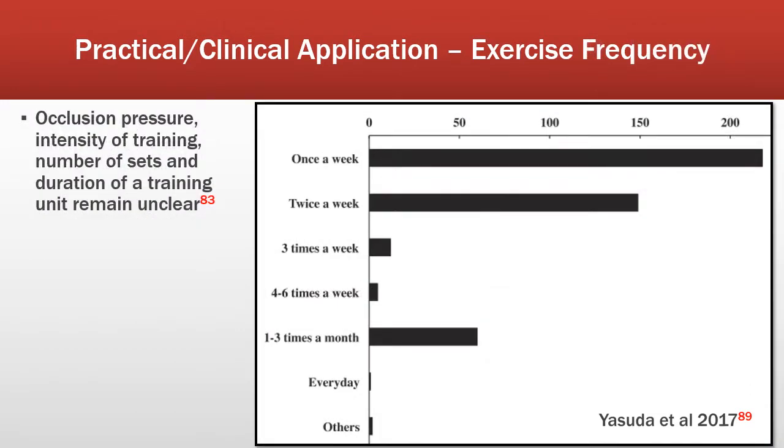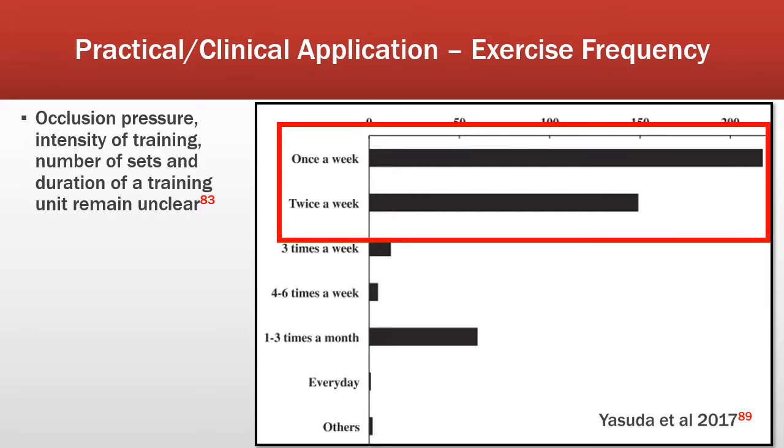You can see the frequency is most common once a week, twice a week, and then 1 to 3 times monthly, which I haven't seen the outcomes of, but my suspicion based off the mechanisms and what we presented here is that it's more optimal to be doing multiple times a week.